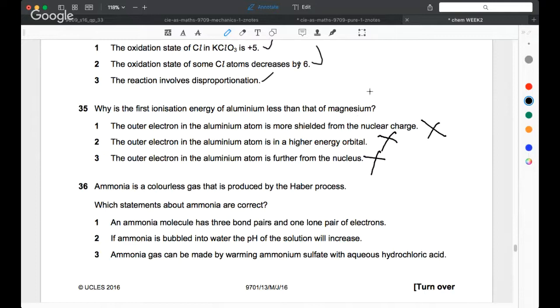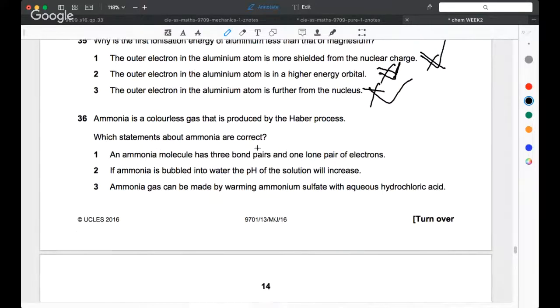So it's from group 2 to group 3. The outer electron is more shielded from nuclear charge. That is correct, and it is further from the nucleus. It's in the p orbital, so you solve it the other way around. When you go across a period, the orbital expands, and the higher electrons get further away and are more shielded. So everything that I said is right.